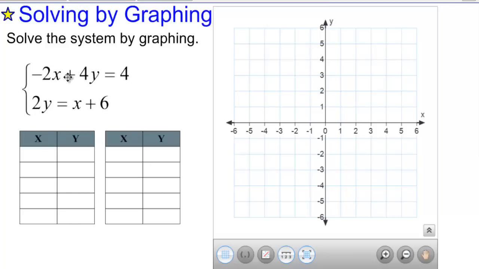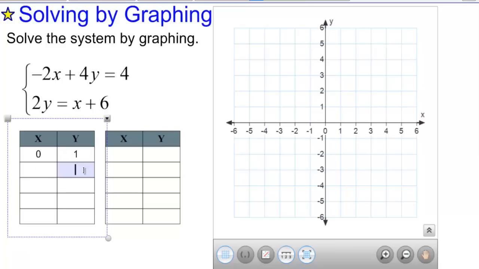Okay, so let's start with this top equation right here, and I'm just going to try to find values for x and y that will make this top equation true. So I like to start with x equals 0. So if x equals 0, then this first part is 0, and 4 times what equals 4? Well, that would mean y was 1.